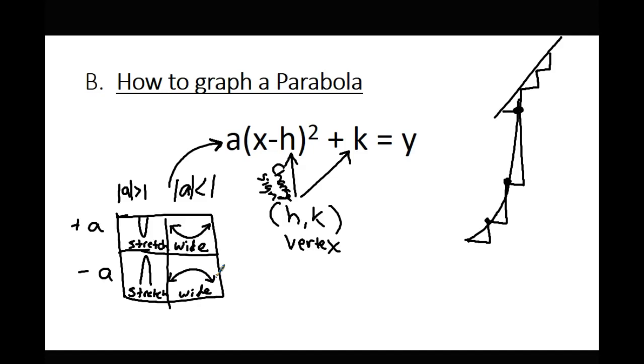Okay, so the final thing, which I probably should add as a new row on here, is what if A isn't greater than 1? What if it's not less than 1, but what if it equals 1? Then what we're going to say is it's normal, whatever that means. Okay, so if this is skinny and this is wide, then maybe normal would look like this. So that's kind of how we're going to do it.